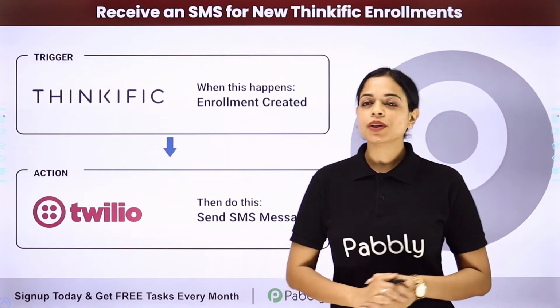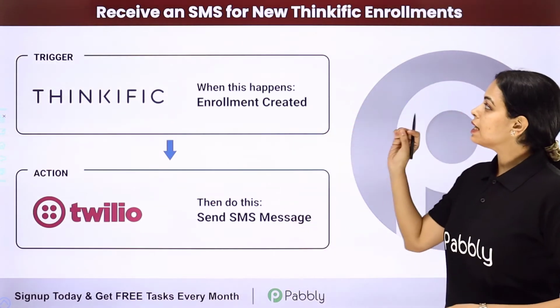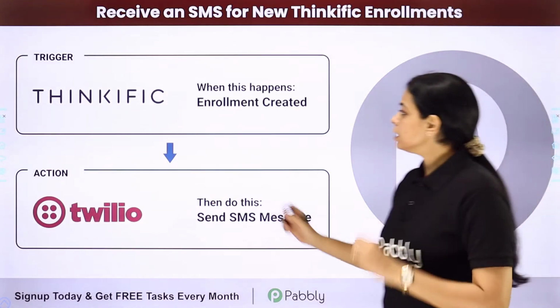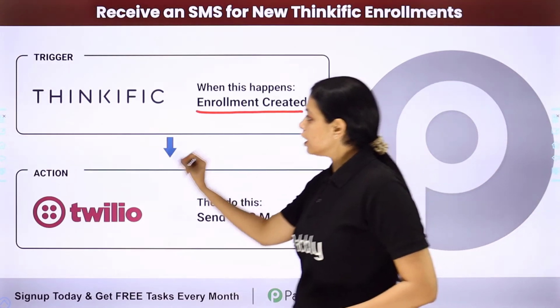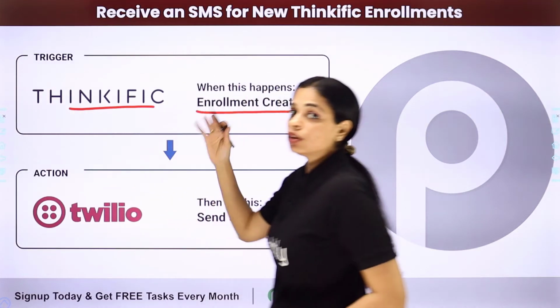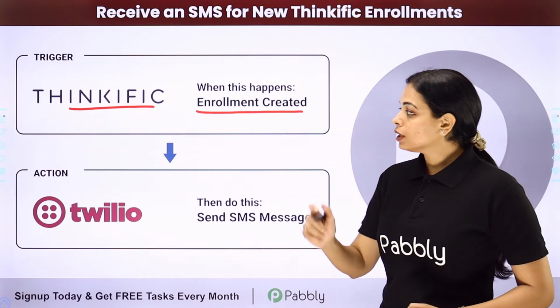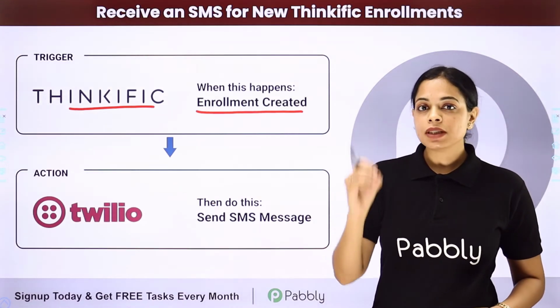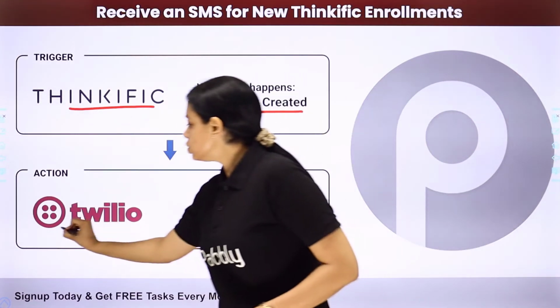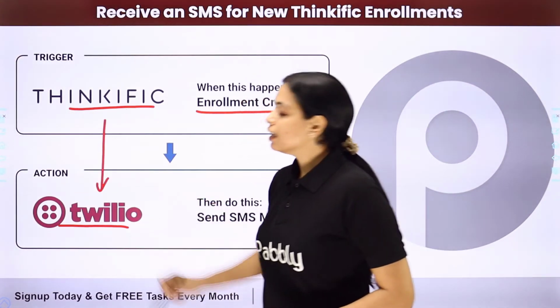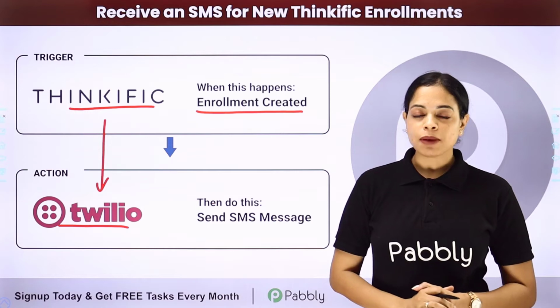In this video, we are going to understand how to receive an SMS for new Thinkific enrollments. So here my objective is that every time a user enrolls in Thinkific for a particular course. Now Thinkific is a platform where you can create online courses. So you want that an SMS should be received by the user through Twilio. How can that happen? For this, you will have to integrate the two applications, and the same thing can be done using Pabbly Connect software.